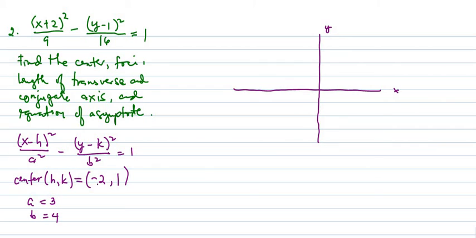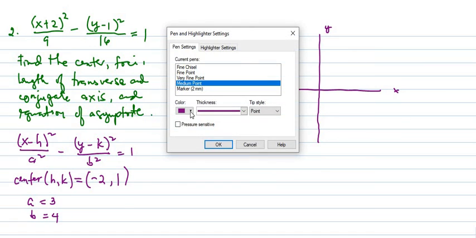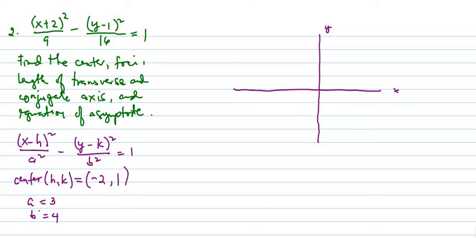Now, the center is located at negative 2, 1. So let me change my pen color. X is at negative 2 and y is 1. So the center is located here at negative 2, 1. That is now the center of our hyperbola.